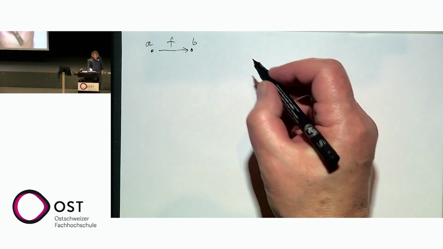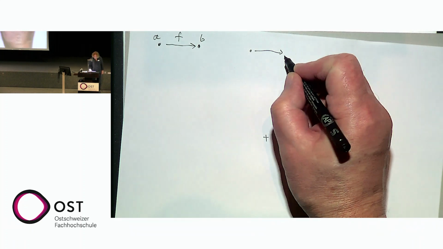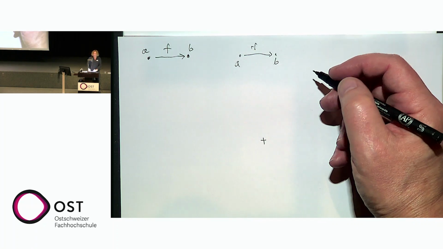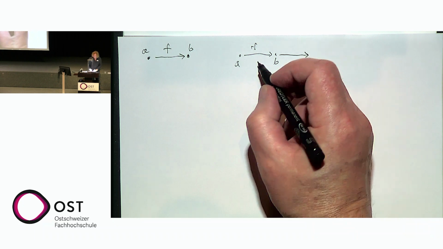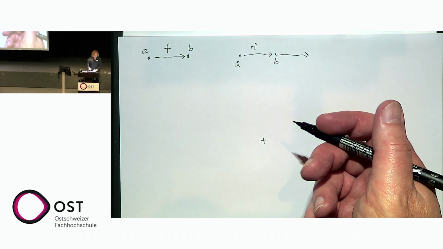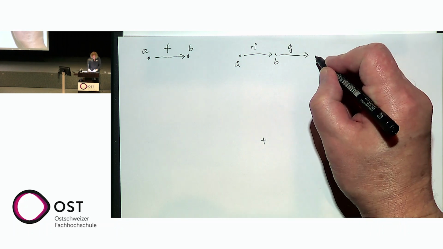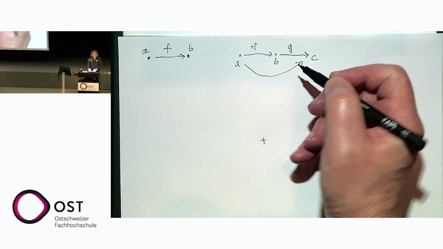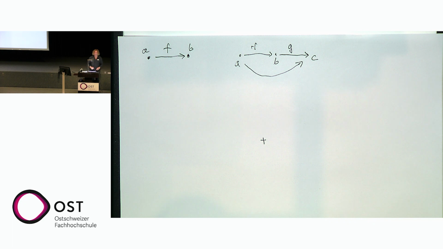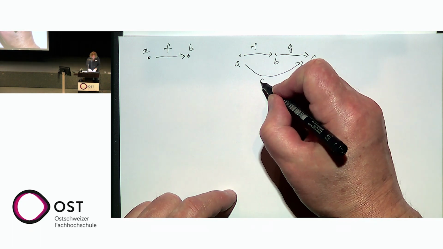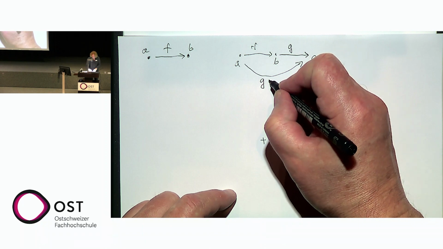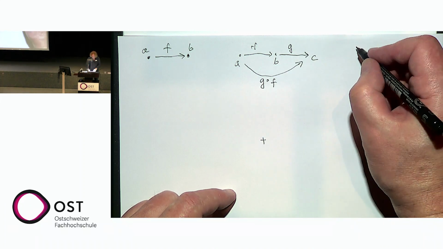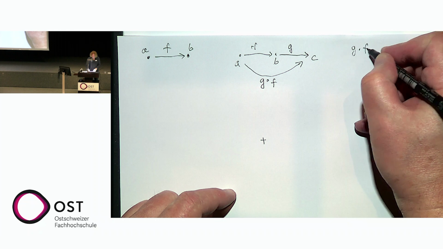You can compose arrows. So if you have an arrow from A to B, and you have another arrow that goes from B to C, so the target of one has to be the source of the other, right? Then you can replace it always with a single arrow that goes from A to C. Okay? And this arrow is called the composition of these two arrows. In math, it's written G after F. That's how we read this. In Haskell, this is simply G dot F.